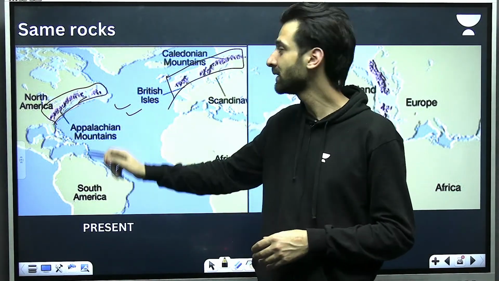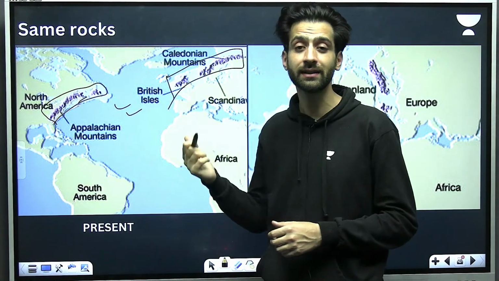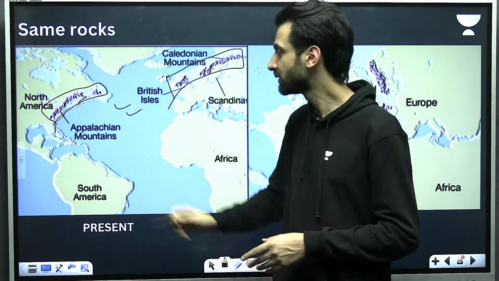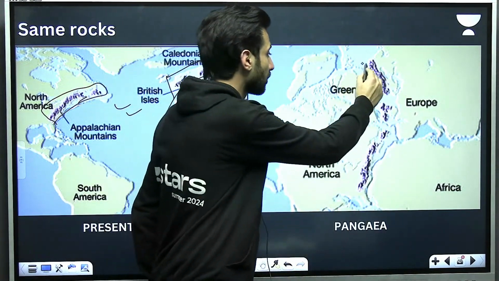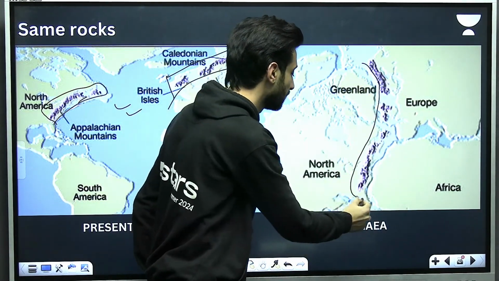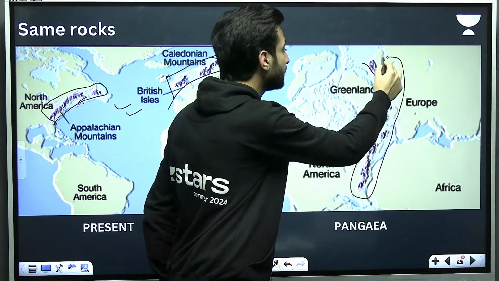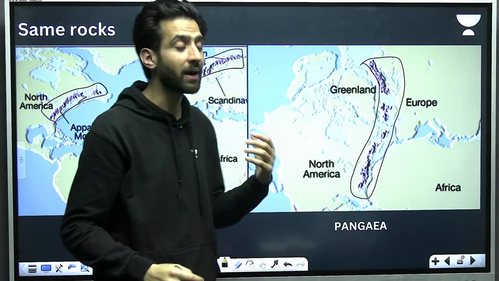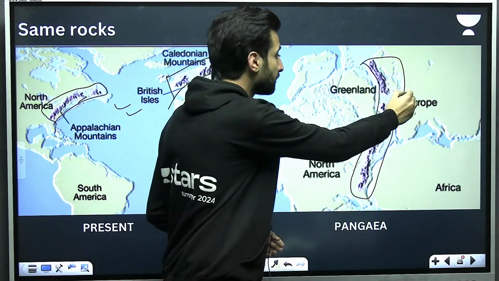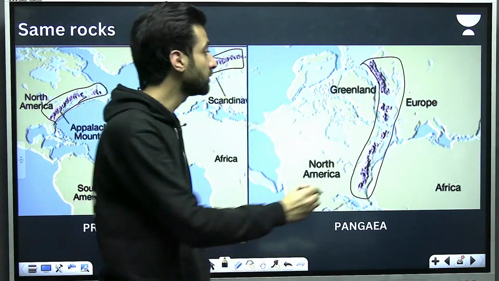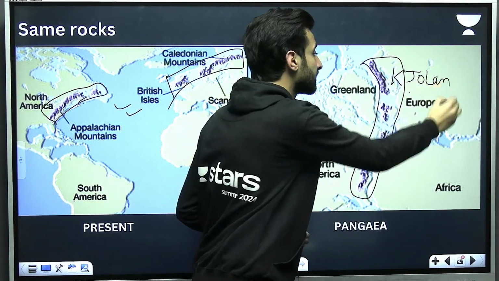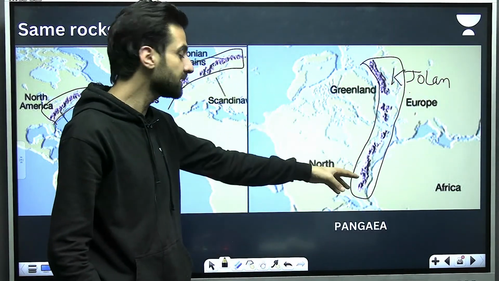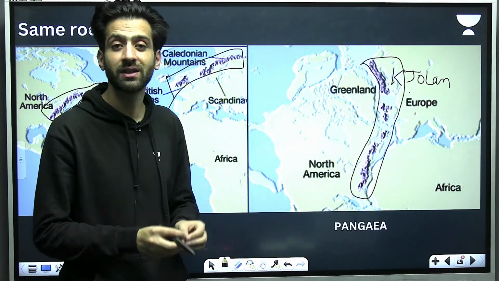These are the Appalachian Mountains and these are the Caledonian Mountains that are present in Europe and America. So this was the second evidence. If you look at the other map, you will see there was a common mountain range because the continents were together in the past. So this is the part of Europe, and today it's called Caledonian. It's present in Norway, in the Scandinavian regions, and this is the Appalachian Mountain that is present in North America.